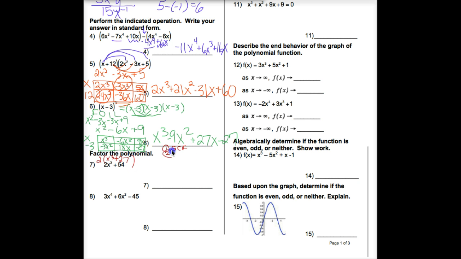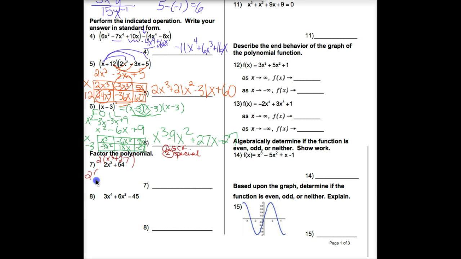After GCF are special products. So, your special products are difference of squares, PSTs, and sum and difference of cubes. So this can't be a difference of squares because they don't have square roots and it's not a minus. It can't be a PST because it only has 2 terms. It is a sum of cubes because x cubed and 27 both have perfect cube roots.